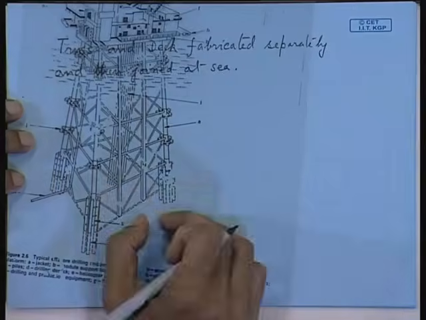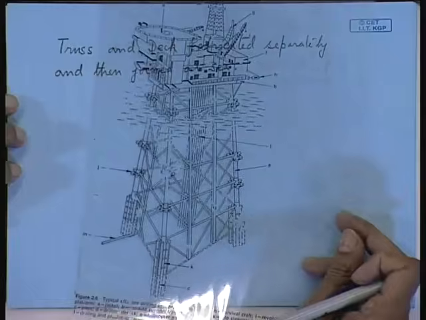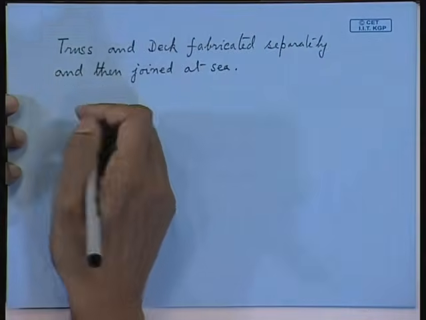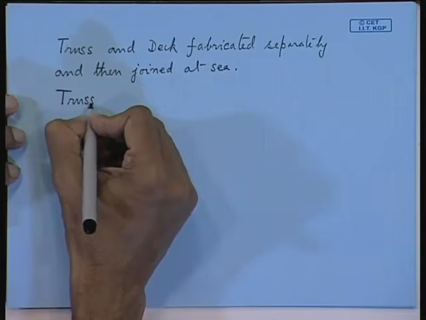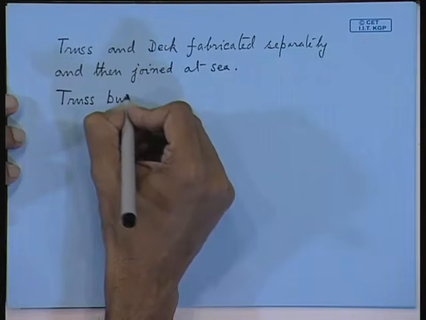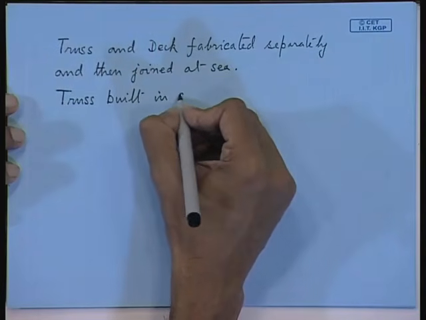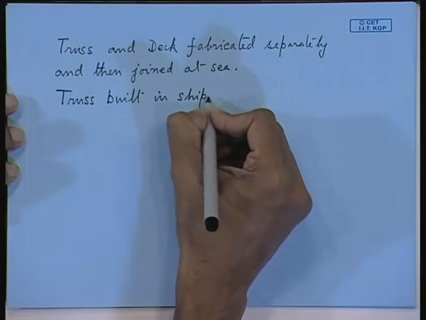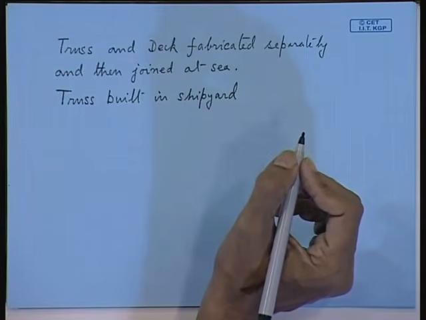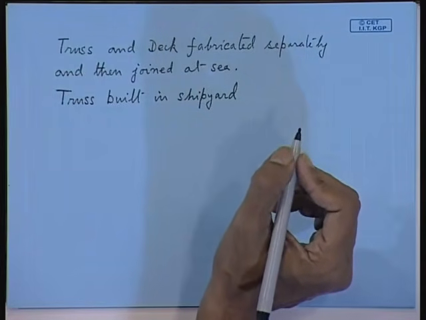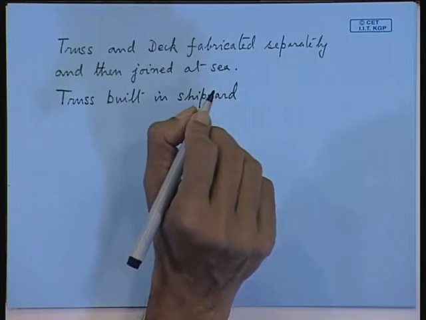Now, truss also you cannot build at one go. The truss that you see in this figure is built in the shipyard. Now, how are you going to build this truss? So, you have to have certain knowledge of shipbuilding production, isn't it? Now, ships are actually normally built in what?